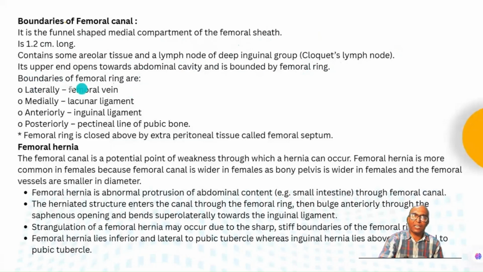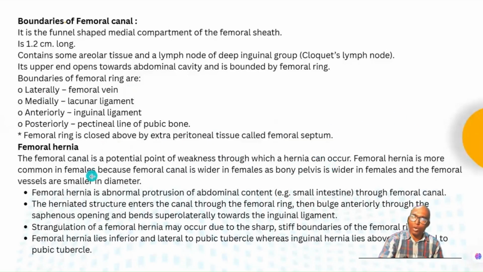Boundaries of the femoral ring: laterally the femoral vein is there, medially there is the lacunar ligament, anteriorly there is the inguinal ligament, and posteriorly the pectineal line of the pubic bone. The femoral ring is closed above by the extraperitoneal tissue called the femoral septum. What is the clinical significance? It is the femoral hernia. The femoral canal is a potential point of weakness through which a hernia can happen.